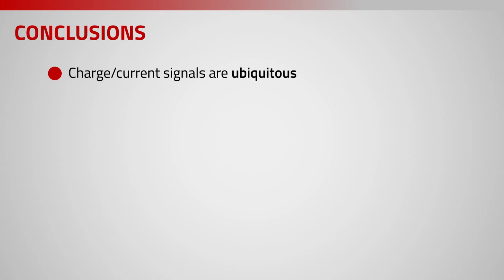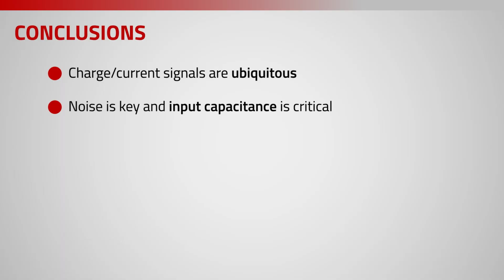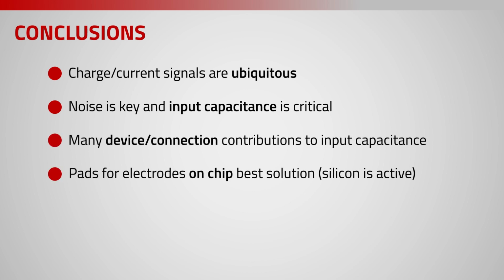In conclusion, we have highlighted how current and charge measurement are ubiquitous, in particular in the application to biomedical fields, diagnostic and molecular identification. In order to reduce noise, the minimization of the input capacitance is critical, and this can be often done by miniaturizing the electronics interfacing with the electrodes down to the limit of putting them on the same chip.